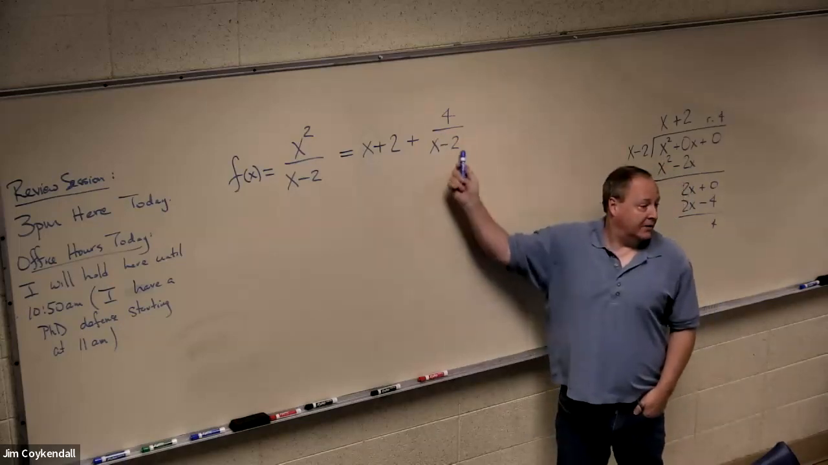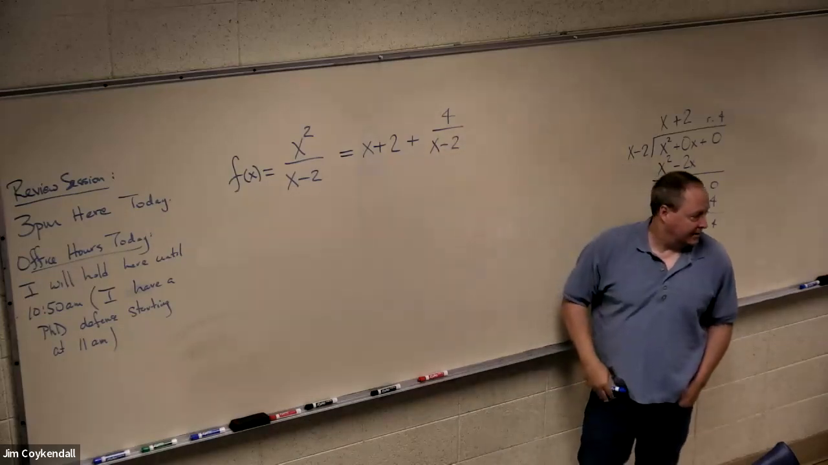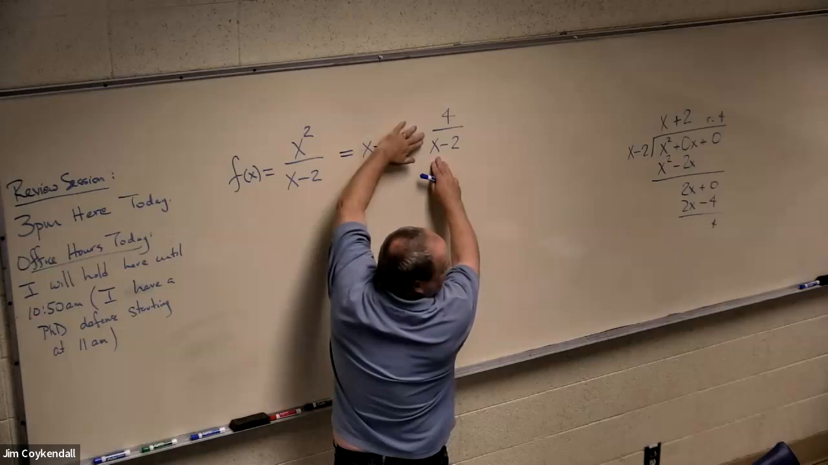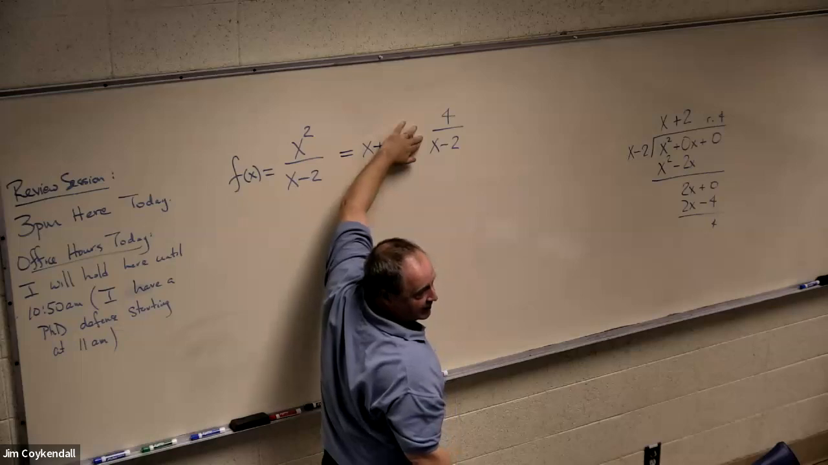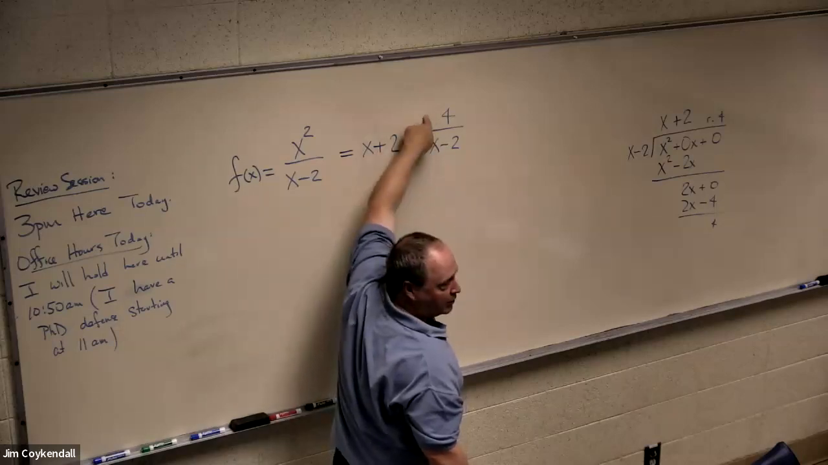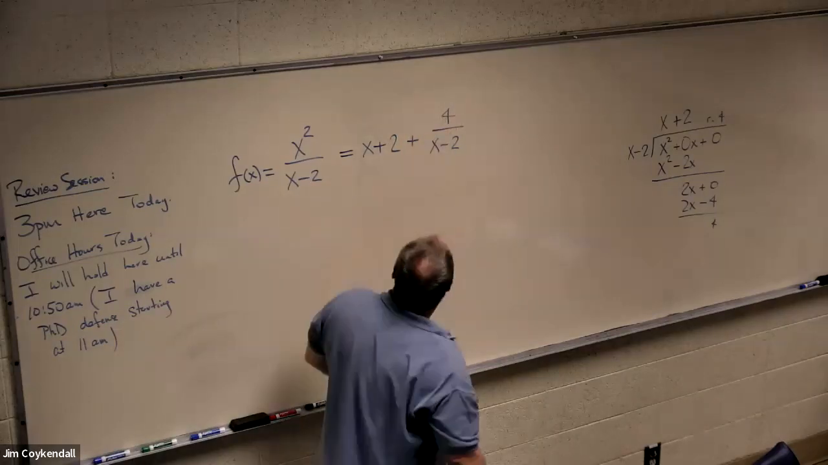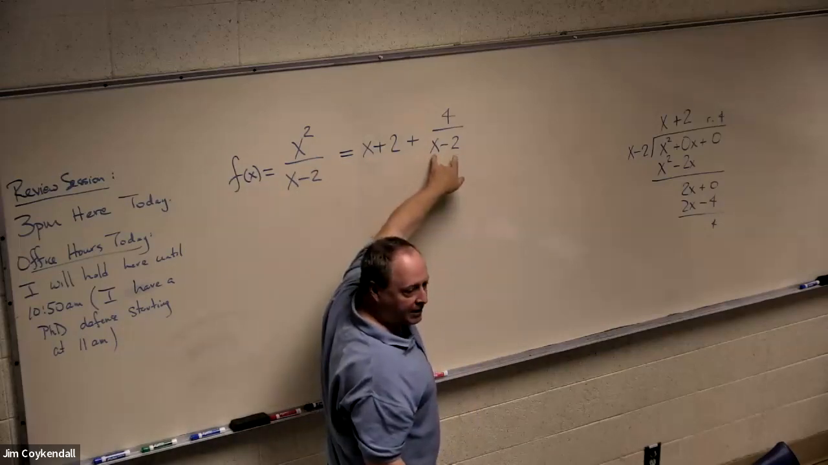What's the limit of this thing as x goes to infinity? The limit as x goes to infinity of 4 over x. It goes to 0, right? 4 over 10 million, 4 over 10 billion, 4 over 10 zillion. It's getting very, very small. Do I agree with that? That means that this function looks like the line x plus 2 when x is very large. So it should be getting closer and closer.